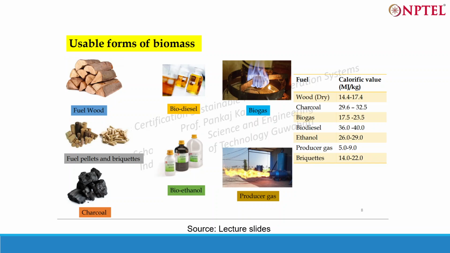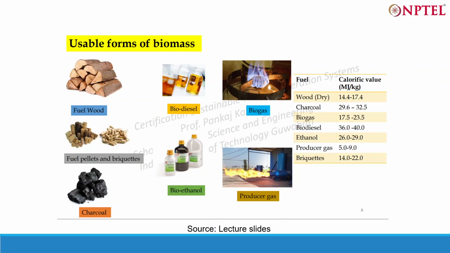Biodiesel is one of the forms of biomass. Biogas is there from anaerobic digestion. Fuel pellets and briquettes are also there. So where are these fuel pellets and briquettes actually used? These are generally used in cement kilns or brick kilns. So they are mixed and used there to provide heat that can be used to carry on industrial processes. So these are basically mixed with some fuel also sometimes.